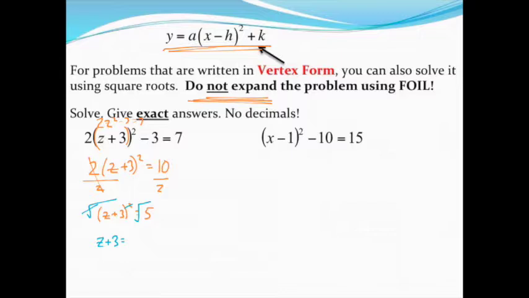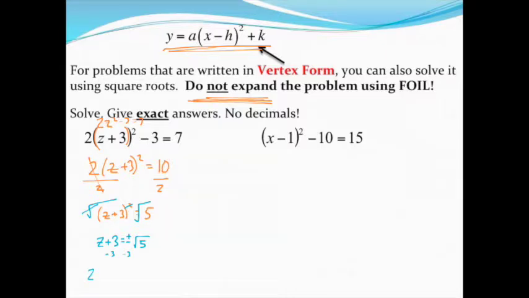The square root of 5 is irrational, so I don't want decimals. 5 can't be simplified. There's no factors besides 5 and 1, so I just get the square root of 5. But remember, I have a plus or minus version of that answer. As soon as you take the square root, put your plus or minus sign down. Now I'm trying to get z by itself, so I have one extra step in these problems, and that is to get rid of the positive 3. So I'll do that by subtracting 3 from both sides.